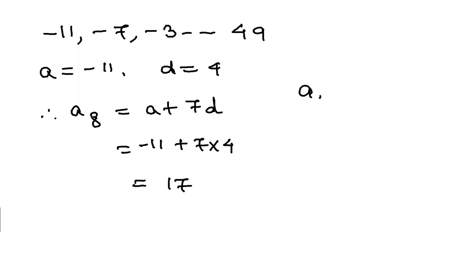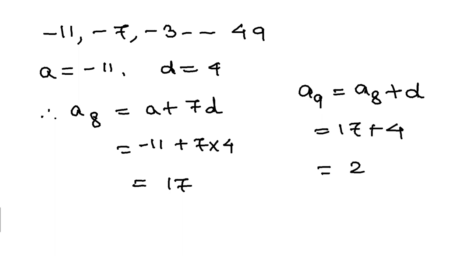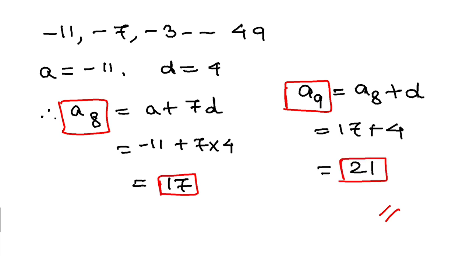And my 9th term is obviously 8th term plus d. Common difference we have to add. So this is 17 plus 4, that is 21. Okay, so my middle terms are A8 and A9, 17 and 21.